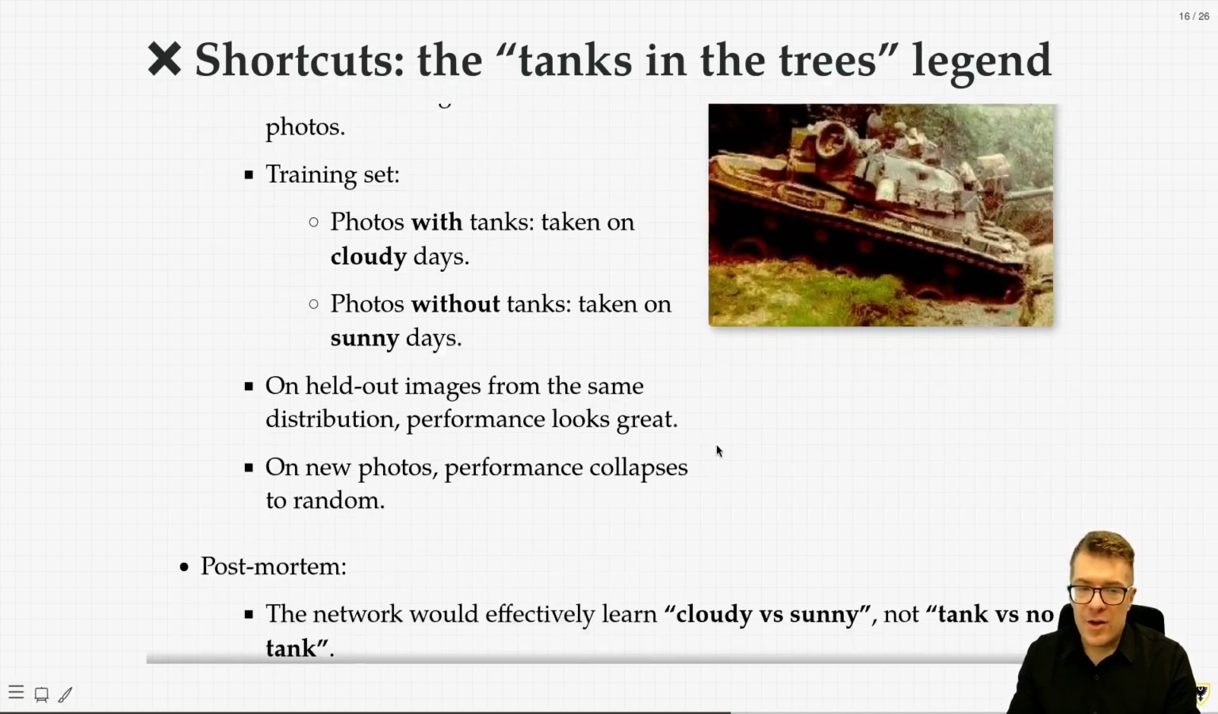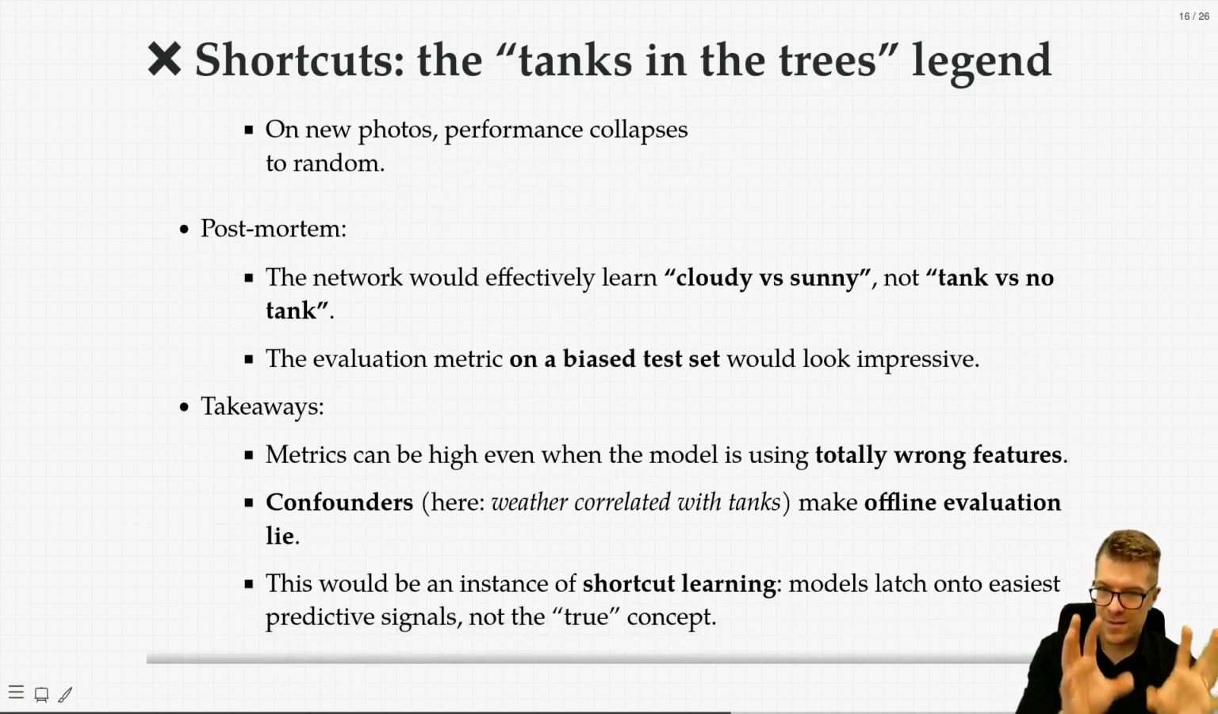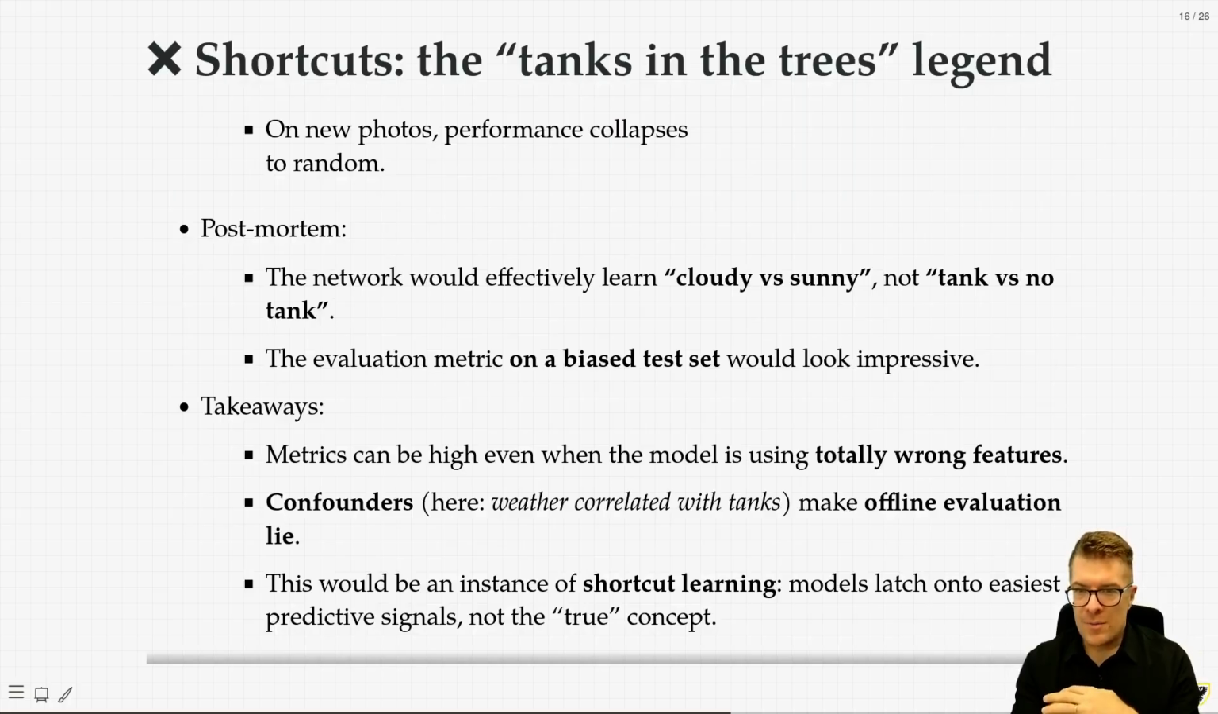But then they took new photos that were not in this held out data set, from some other data set of tanks or from background images, and then suddenly the performance collapsed to essentially just random chance. Now the story goes that the network would learn not there's a tank hidden behind the trees versus there's no tank hidden behind the trees. It was far easier to just detect cloudy skies versus sunny skies.